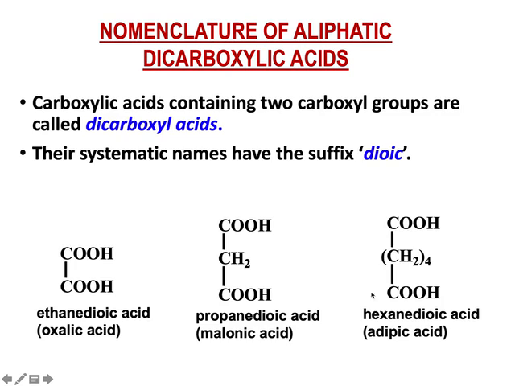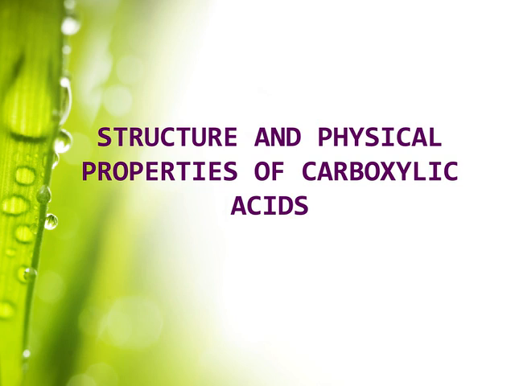And this one is also the same, with two carboxylic acids attached to this aliphatic alkane, so the name becomes hexane dioic acid. Next is the structure and physical properties of carboxylic acids.